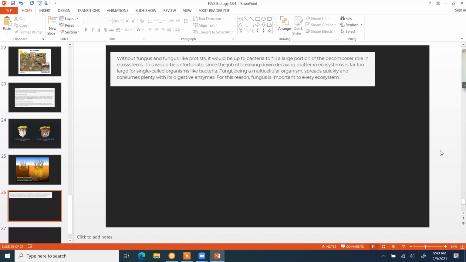All right, and then lastly, what is it saying? It's saying that without fungi and fungus-like protists, it will be up to bacteria to fill a large portion of the decomposer role in ecosystems. Bacteria also decompose a lot of things, but fungi are simply better at decomposing things. Fungi are multicellular; they spread quickly, and they consume plenty with their digestive enzymes. Most bacteria don't release the kind of digestive enzymes that fungi release into the environment.